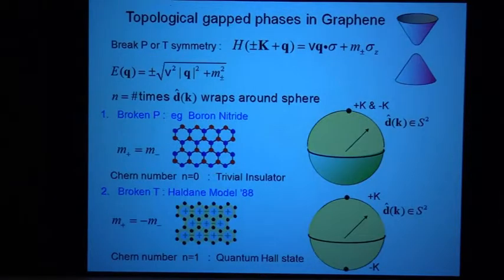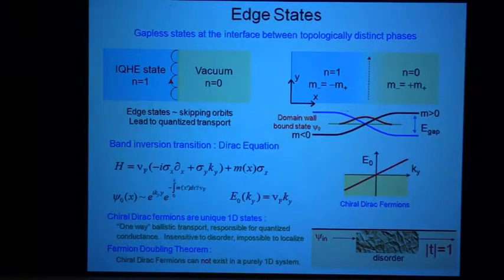Actually, so let me just say one more thing, which is the interesting thing is what happens at the interface between these two. At the interface between these, you get edge states, and we can understand these edge states in just the same way that we understood the domain wall state in the Su-Schrieffer-Heeger model.